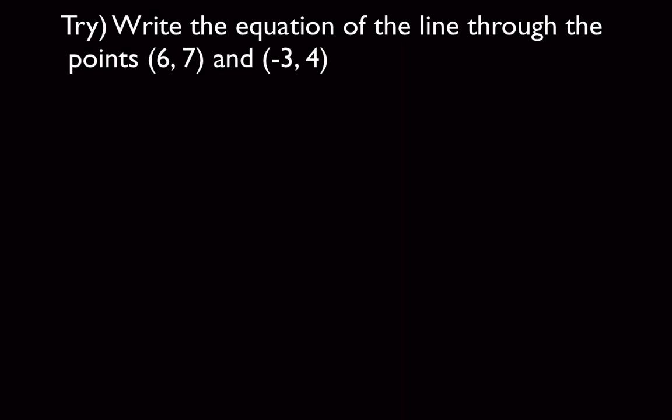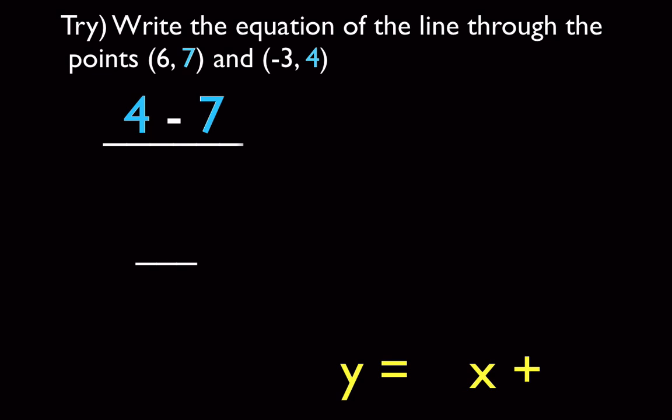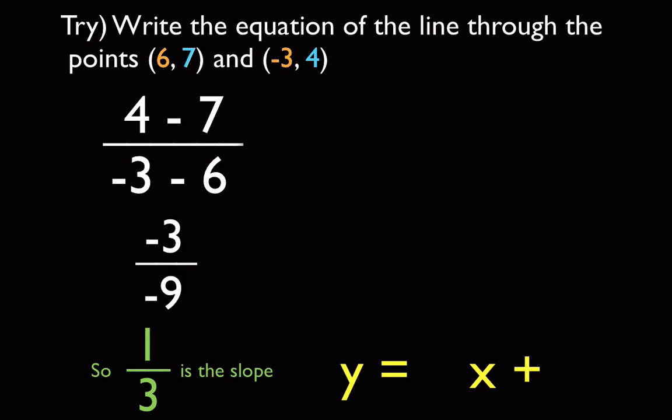Okay, another one for you to try. See as far as you can go with this one on your own. Hit play when you're ready. All right, starting off with our slope. 4 minus 7 is negative 3. And negative 3 minus 6 is negative 9. When you end up with a negative on top and bottom, those are going to turn into positives. And 3/9 simplifies to 1/3.